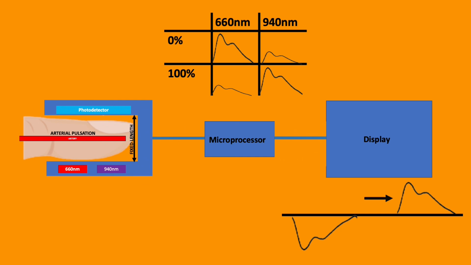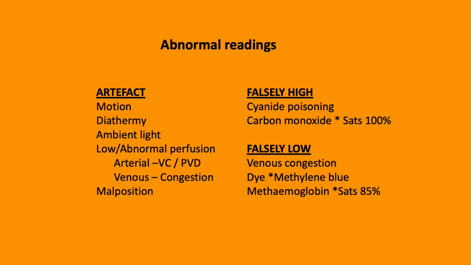the pulsatile component. Abnormal readings can be due to artifacts from diathermy, motion, low perfusion, or they could be due to falsely high readings from carbon monoxide or cyanide, or falsely low from dyes and methemoglobinemia.